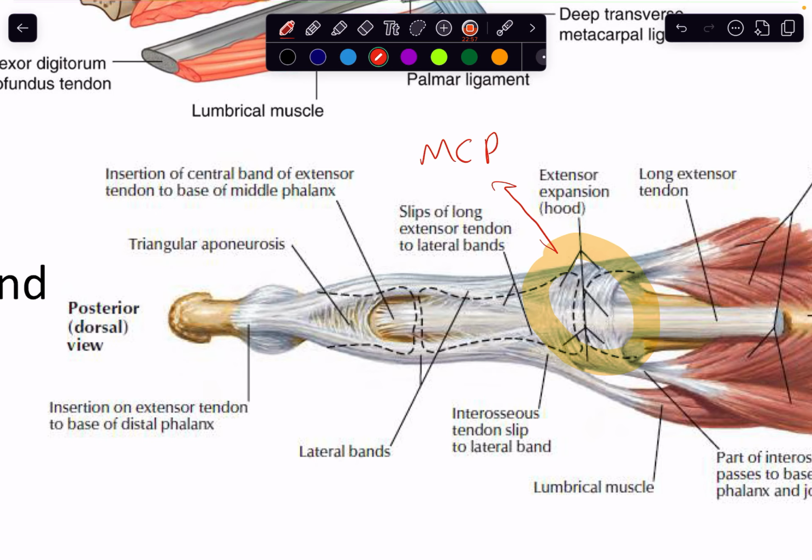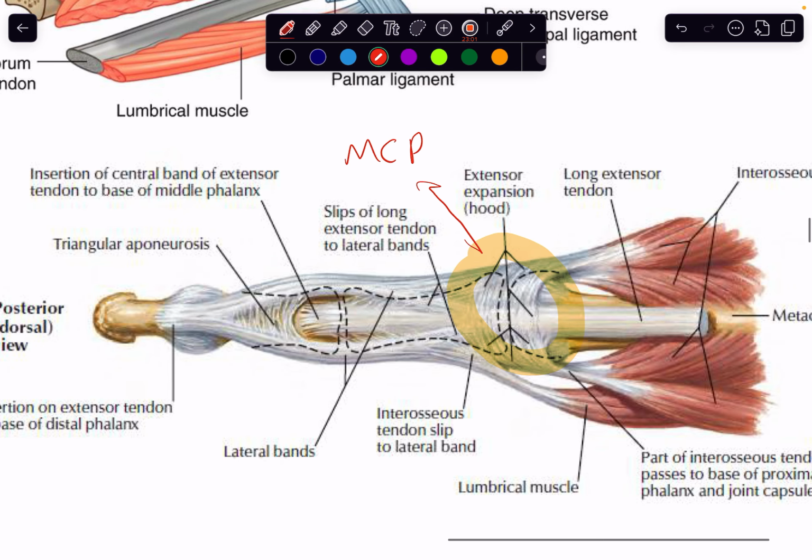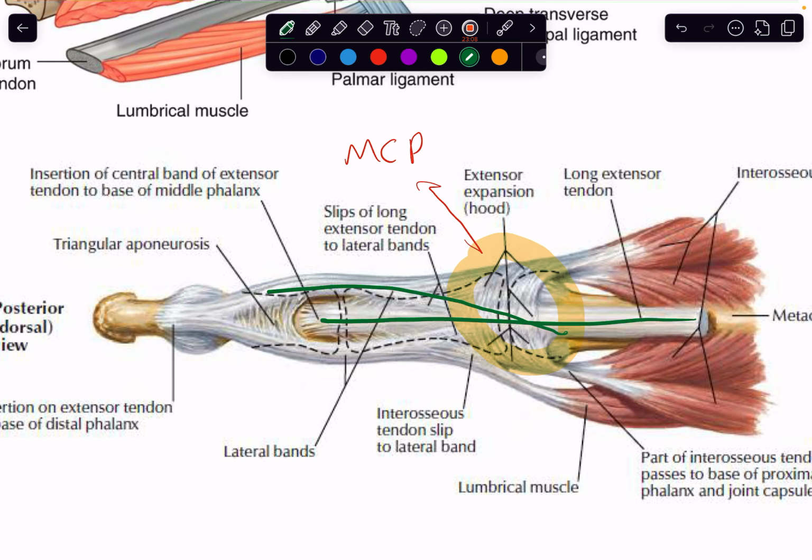One you can see this one going straight, and 2 are going to the corner side. This one and this one. These 2 are the 2 flaps, and ultimately these 2 side ones, they unite together to insert to the base of the distal phalanx.